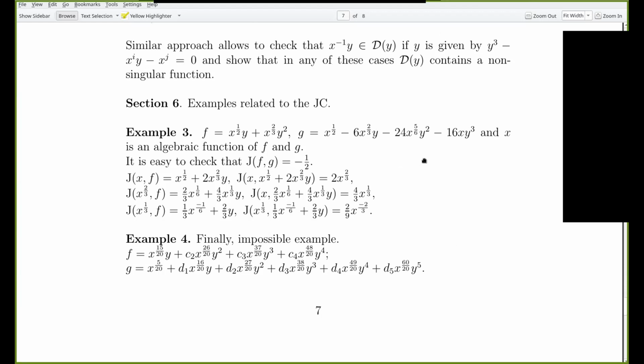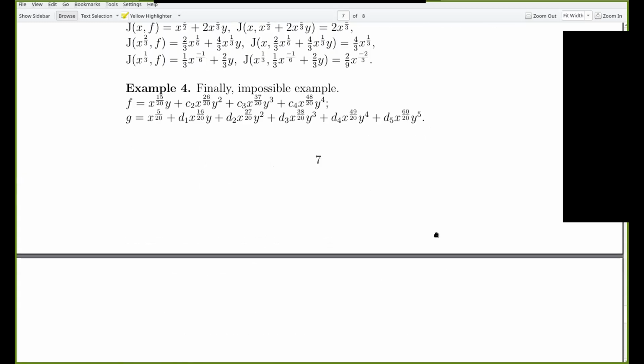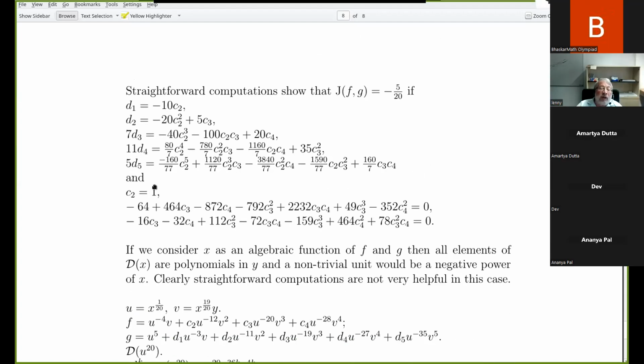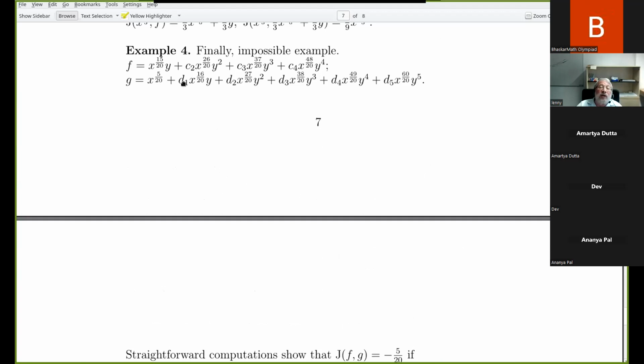Here it's a two variable case, and here we have a unit, but I'm not sure in this more complicated case we have a unit. Let me show you this example. Again, if you take these two expressions, then straightforward computations show the Jacobian would be a constant if the coefficients satisfy some equations, which can be expressed through C, and then the coefficients of F should satisfy a couple of equations which can be solved.